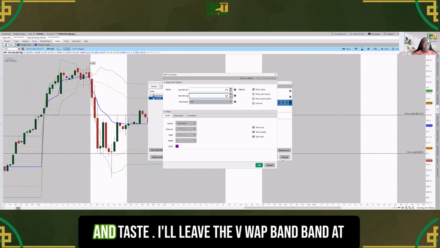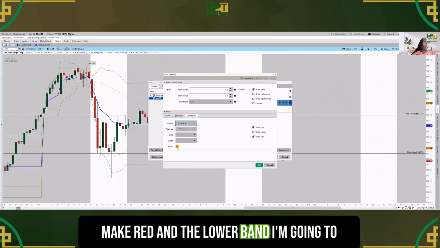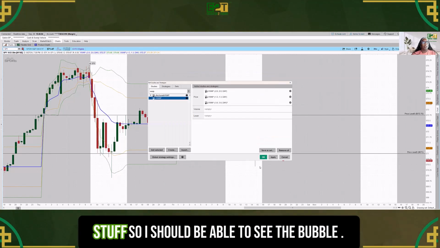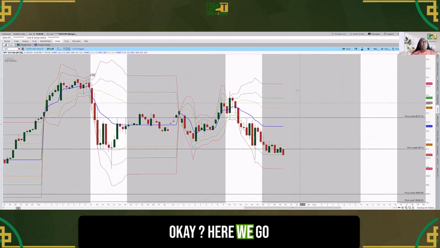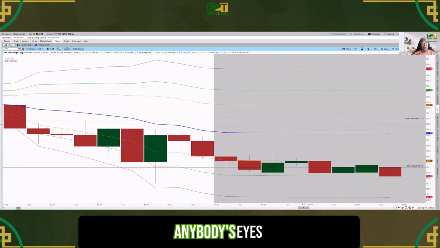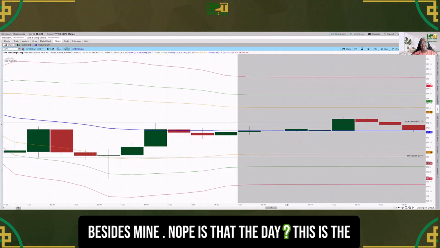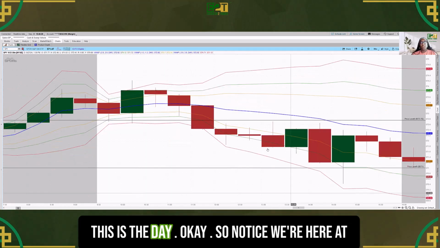This one we're adding, this and this. I'll leave the VWAP band at blue, and then the upper band I'm going to make red, and the lower band I'm going to make red. This one says show the bubble and stuff, so I should be able to see the bubble. Okay, here we go. Making it bigger. Hope that doesn't bother anybody's eyes besides mine. Is that the day? This is the day.